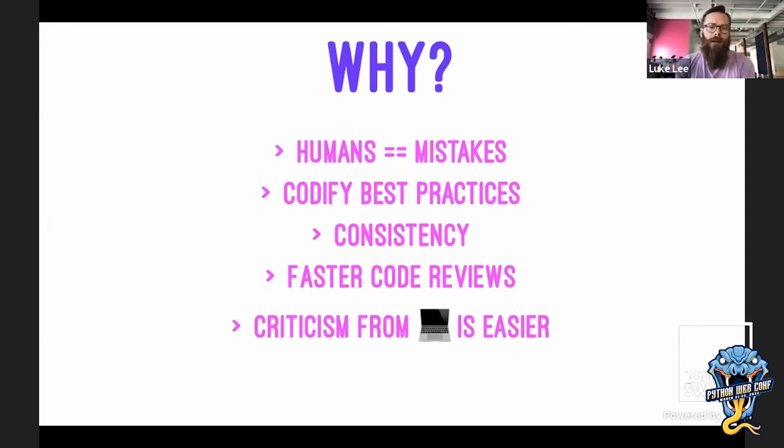So next, why do we even need linters? Well, first off, we're all humans and humans make mistakes. To me, that's a defining feature of a human, that we make mistakes. So we're always going to have bugs in our code. How can we build tools and practices to prevent that?